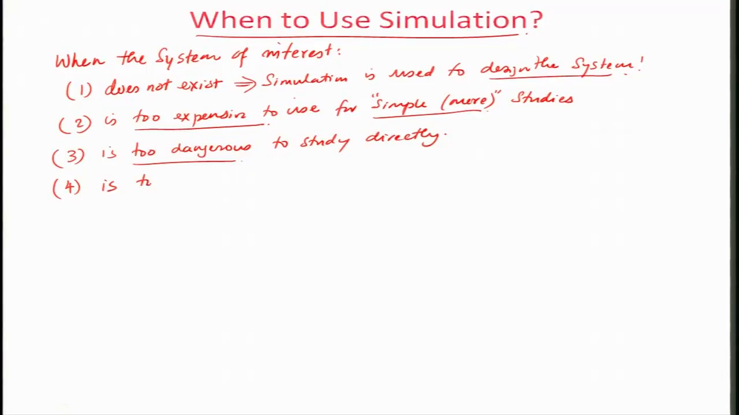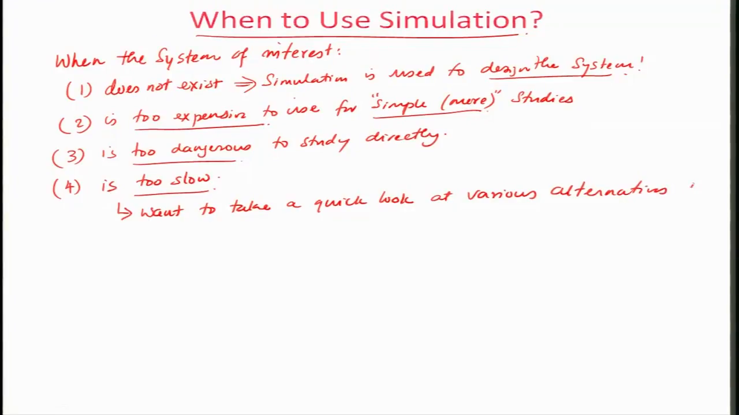Then the fourth part is the system of interest is too slow. Okay. What is the impact of the GST on the country in 10 years or something like that. Okay. The system takes 10 years to do it, you cannot do anything about it. So, when the system is too slow, what you want to do is you want to take a quick look at various alternatives to see which ones to pursue in detail. If the system is too big and it is too slow, you want to look at some alternatives and to see which one to pursue in detail, that is when you use simulation.